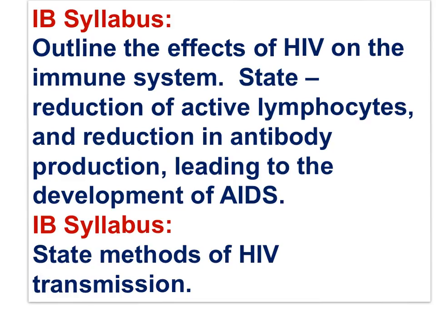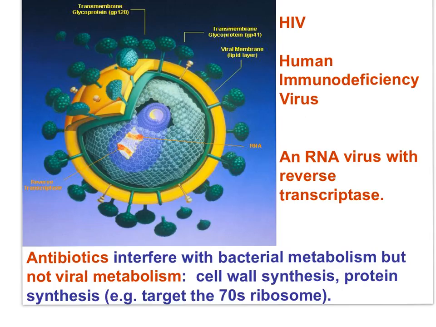Here are the next IB syllabus statements. Outline the effects of HIV on the immune system. State reduction of active lymphocytes and reduction in antibody production leading to the development of AIDS. State methods of HIV transmission.